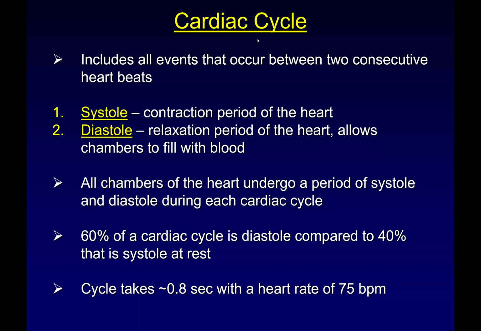So in one heartbeat, what we call a cardiac cycle, every chamber has systole, diastole, systole, diastole. So contract, relax, contract, relax. We offset the systole and diastole at the atria and the ventricles. So when the atria are in systole, the ventricles are in diastole, and vice versa.